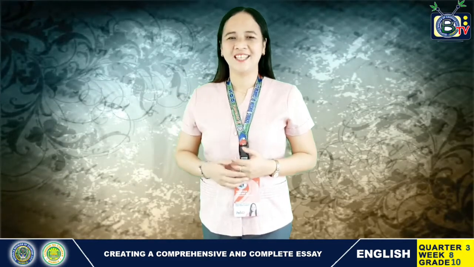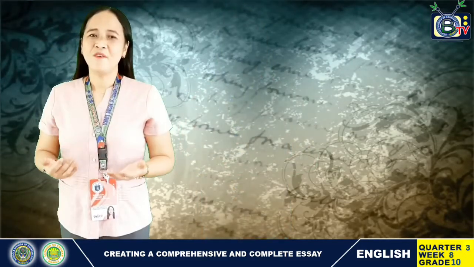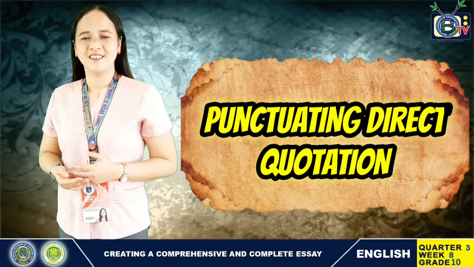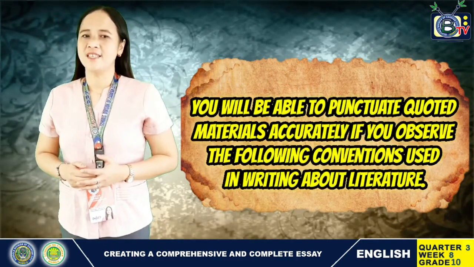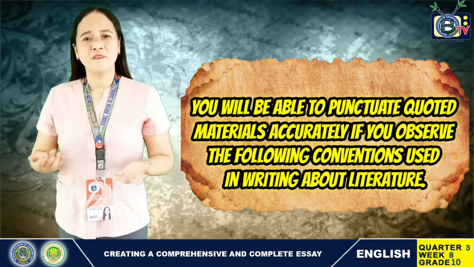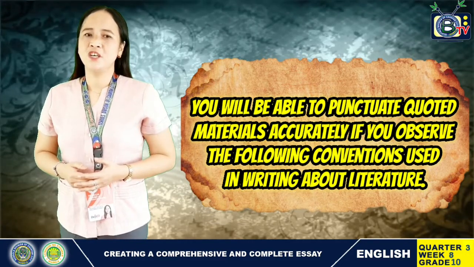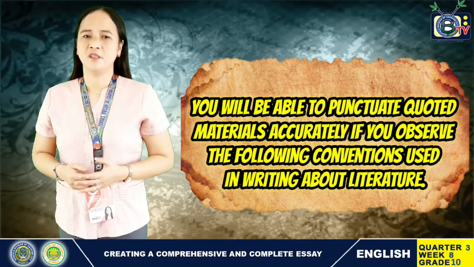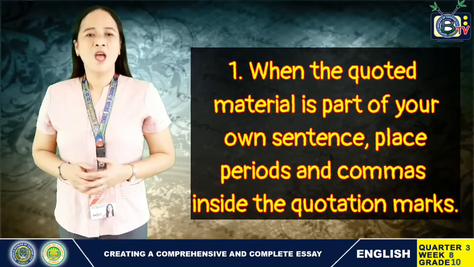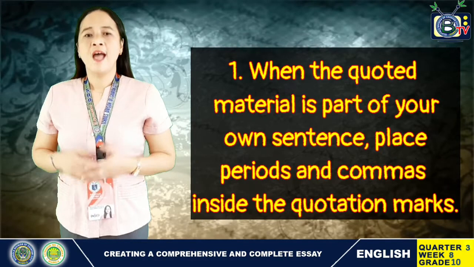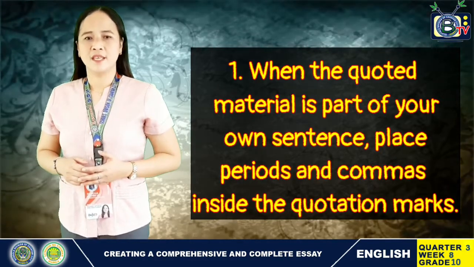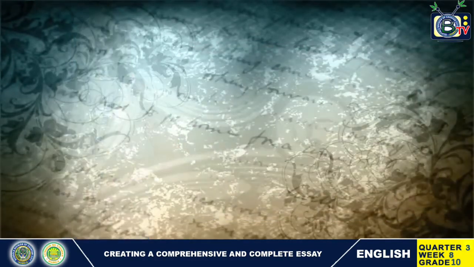I hope you get it well. Now, let's look at punctuating direct quotations. You will be able to punctuate quoted materials accurately if you observe the following conventions used in writing about literature. Number 1. When the quoted material is part of your own sentence, place periods and commas inside the quotation marks.